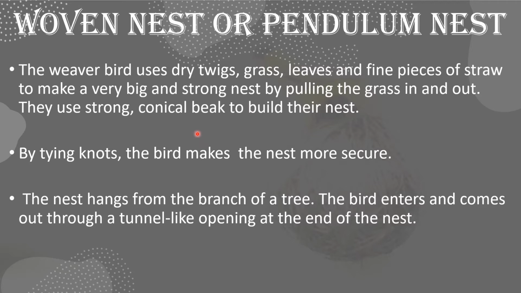They will tie knots in between so that the nest becomes more secure. This nest is built with the help of their beaks. They use strong conical beaks to build their nest. This type of nest hangs from the branch of a tree.